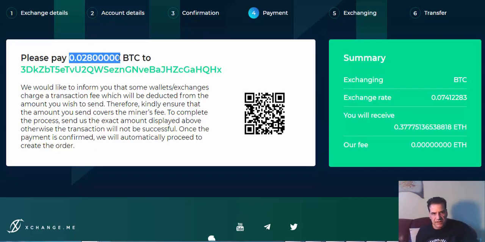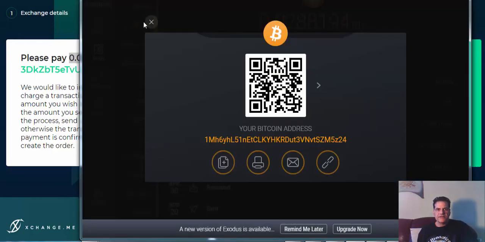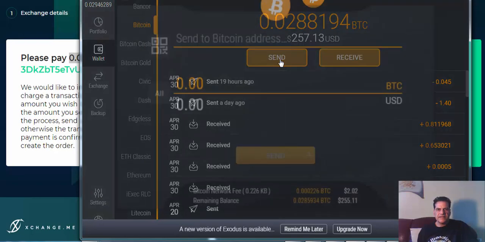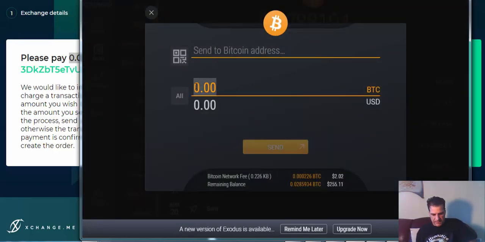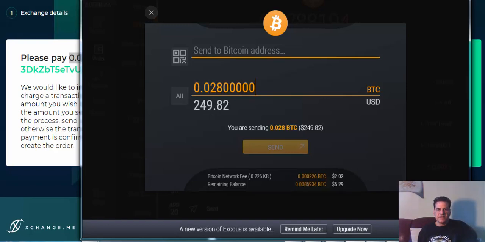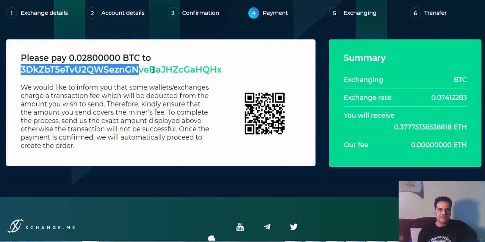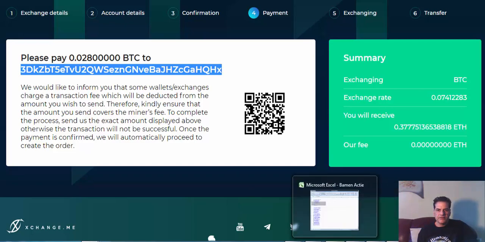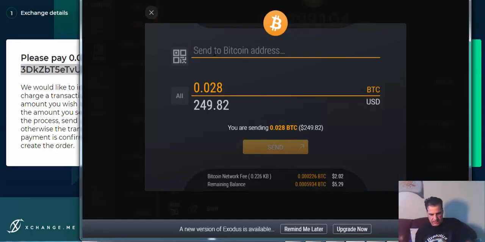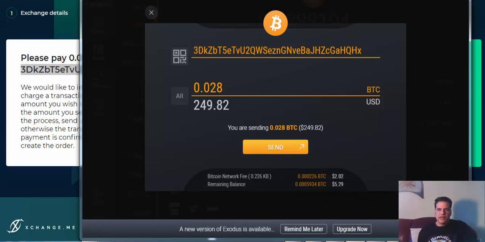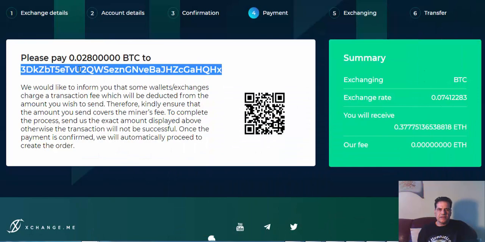So I copy this one, and then I go to my Exodus wallet. Send. This is the exact amount I want to send, and this is the address. Control C, and I go to here, click here, and then send. After a while, you get your Ethereum, and Ethereum goes directly to your wallet. So you haven't paid anything for the transaction.